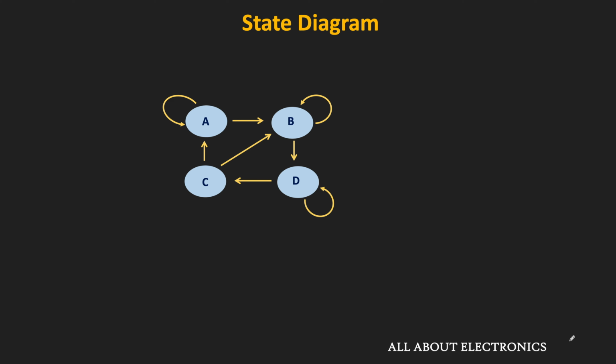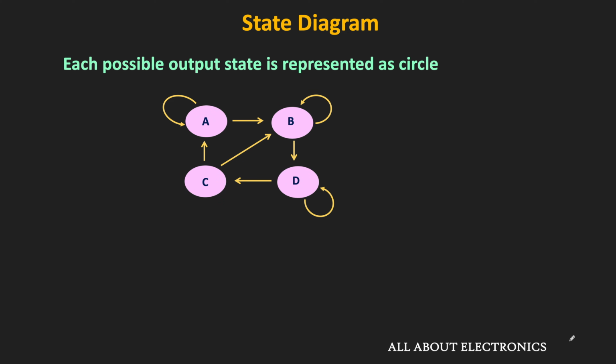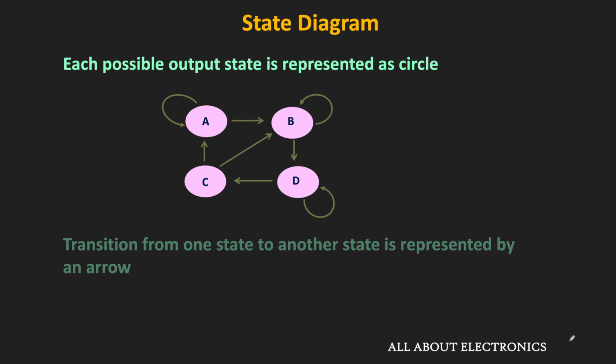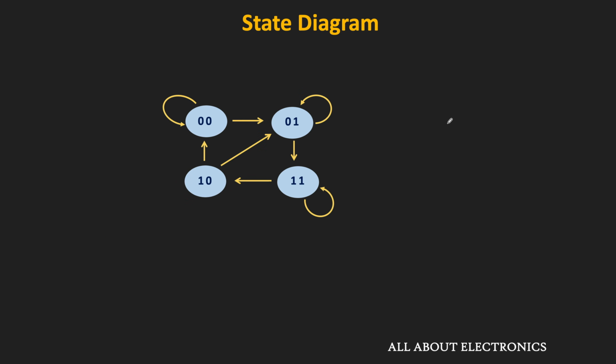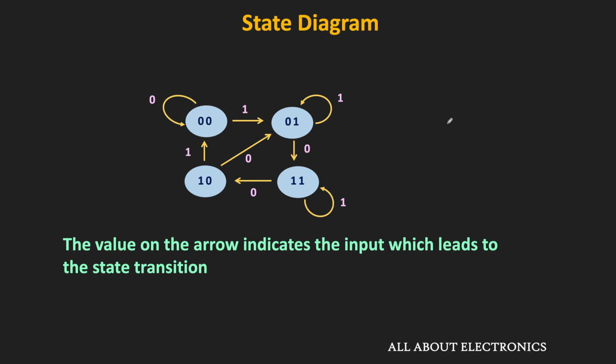In the state diagram, each state of the circuit is represented with a circle, the transition from one state to another is represented with an arrow, and the value on top of the arrow represents the input which will lead to this state transition.